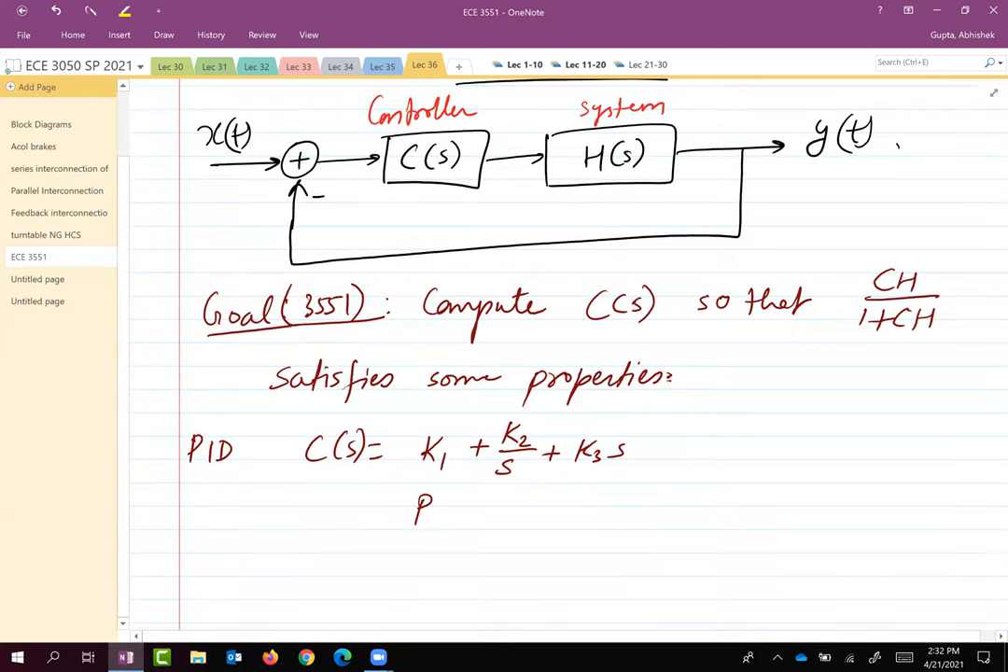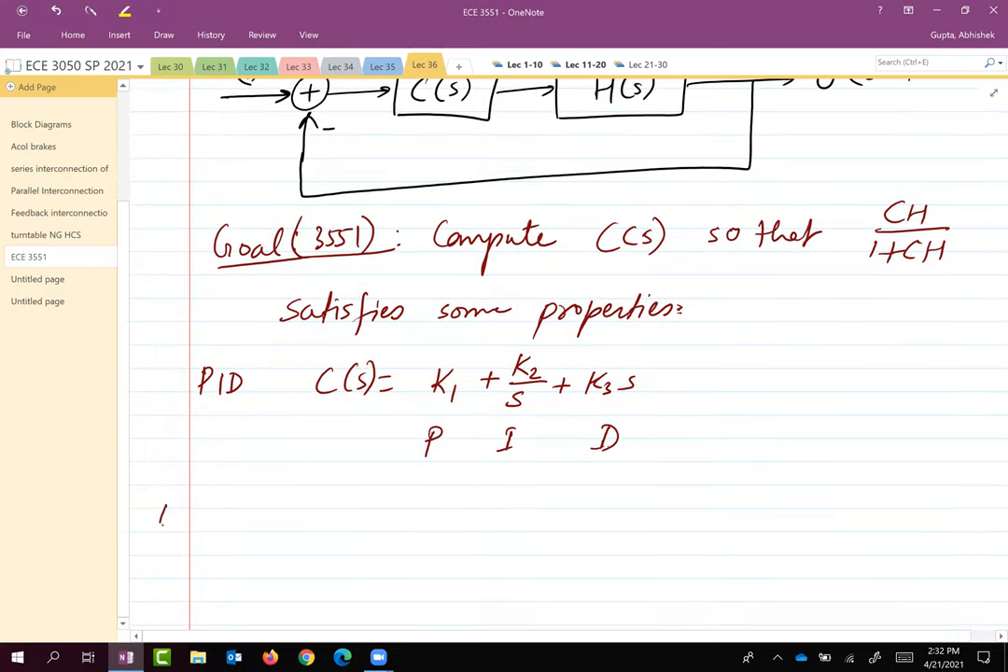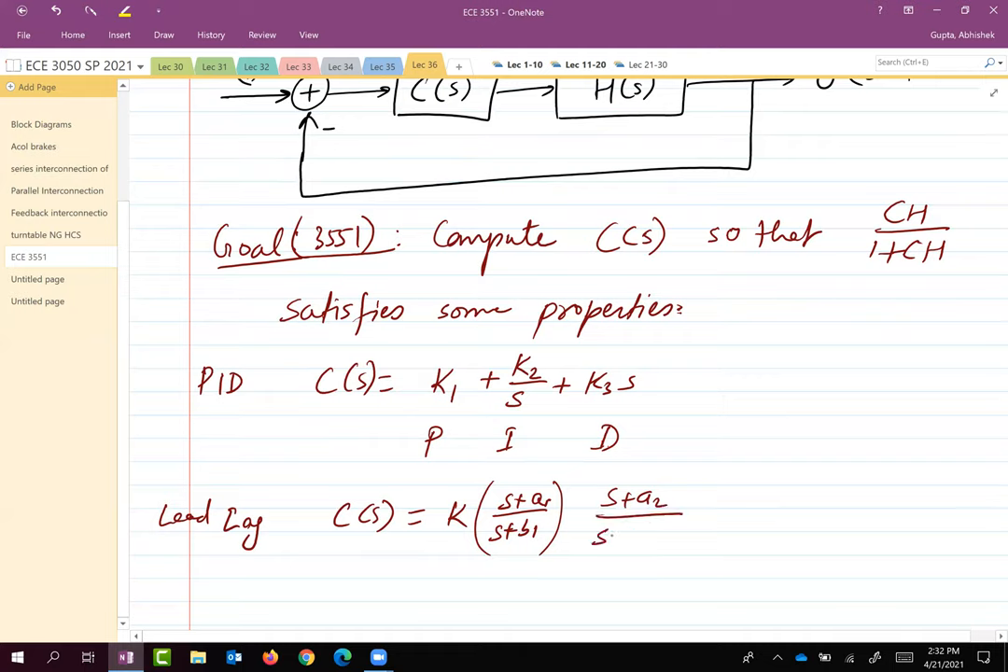This is the PI, so proportional, integrator, and the differentiator, so PID controller. And the second one is lead lag, where C of S is K times S plus A over S plus B, or S plus A1 over S plus B1, S plus A2 over S plus B2.